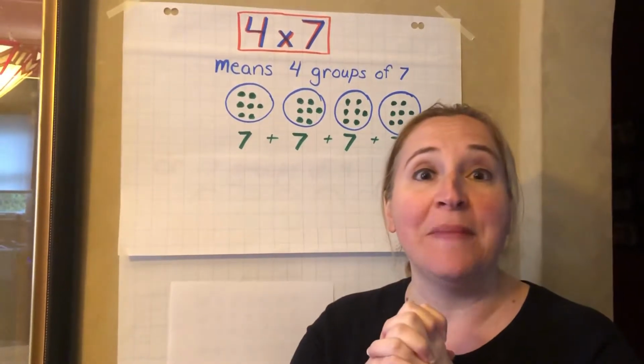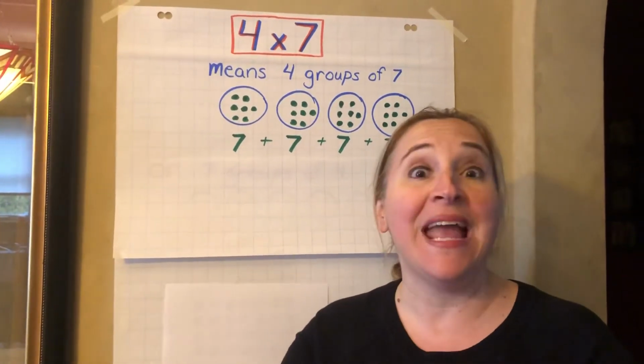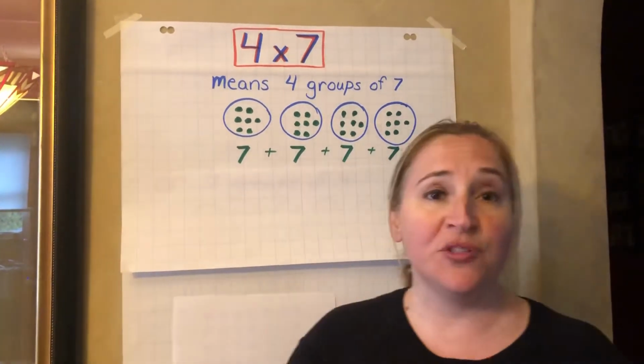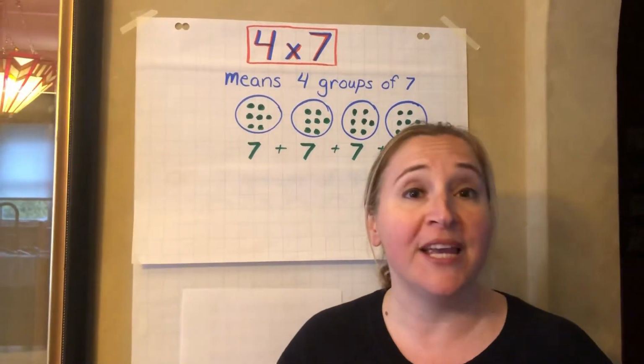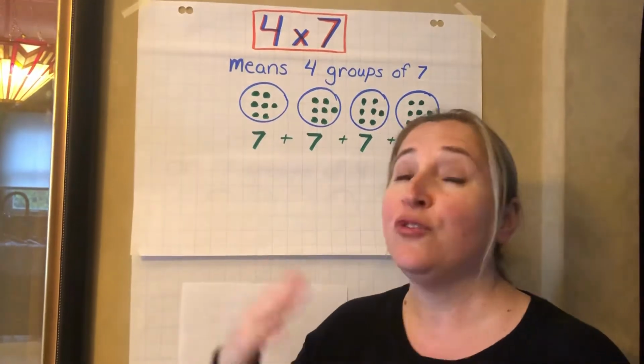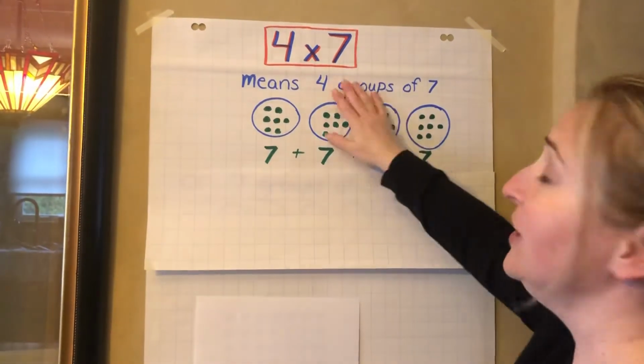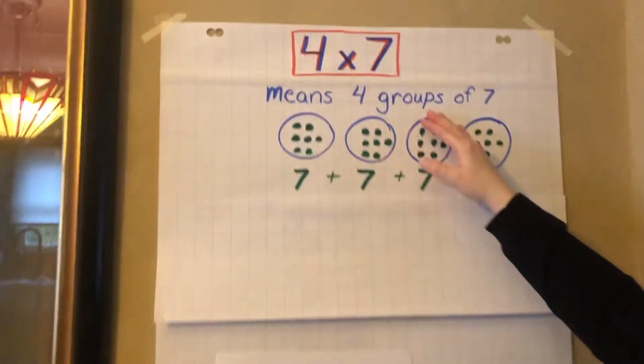This is a quick little math lesson for my class and Miss Granger's class. Miss Granger and I had taught you about multiplication strategies before the March break, so I just want to review some of those. We're going to look at 4 times 7 as our example.